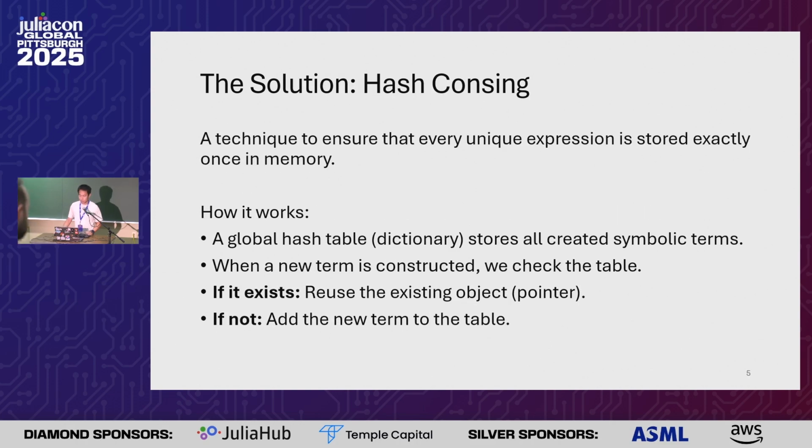And our solution for tackling this problem is hash consing. The idea is simple but profound. We never store the same thing twice. By using a global lookup table, we canonicalize every expression. Instead of a sprawling tree with many duplicate branches, we get a compact graph.